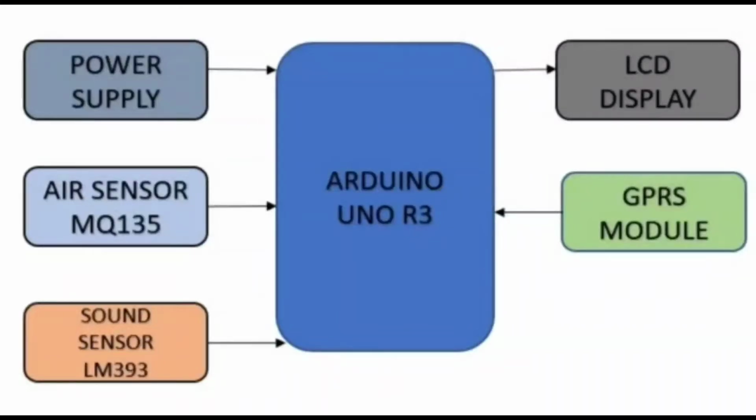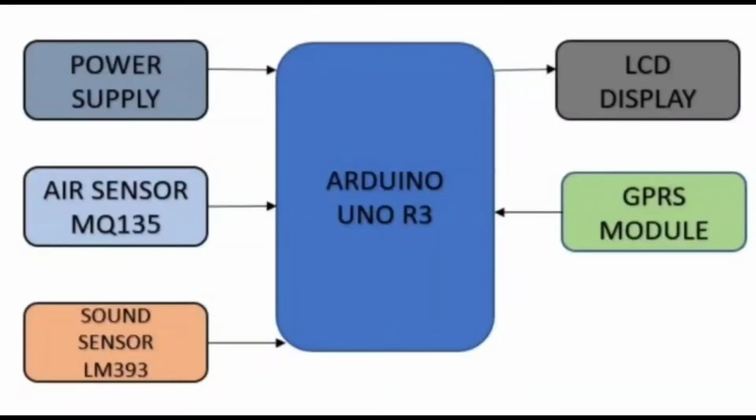An air sensor MQ135 is connected to the Arduino. This air sensor helps in detecting the amount of air pollution in the surroundings. It detects the air pollution in the form of ppm, parts per million. The sensor detects the air pollution if the value is above 200 ppm.